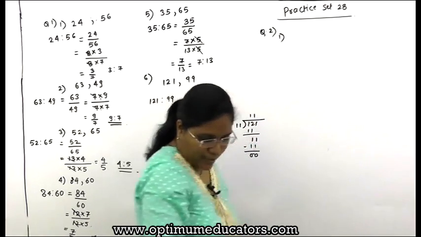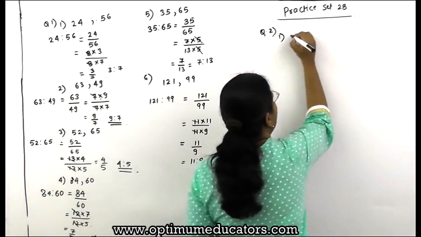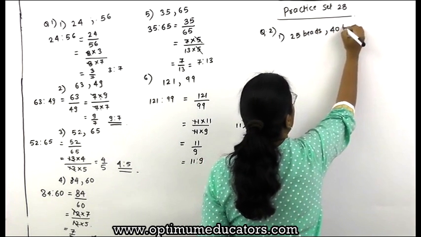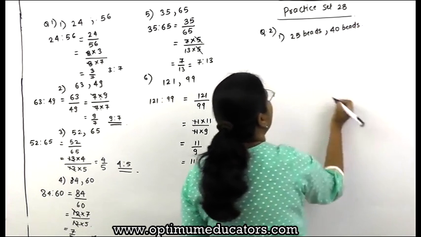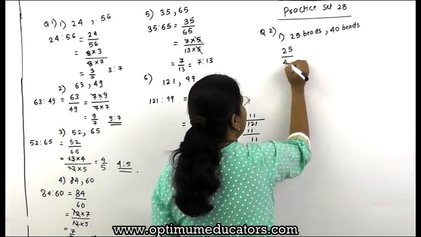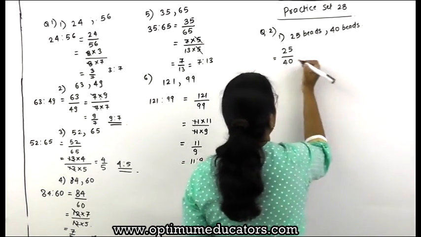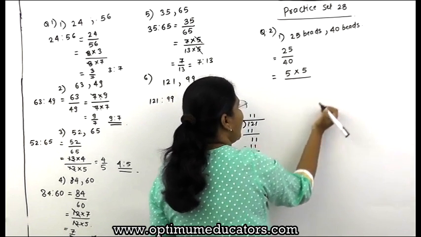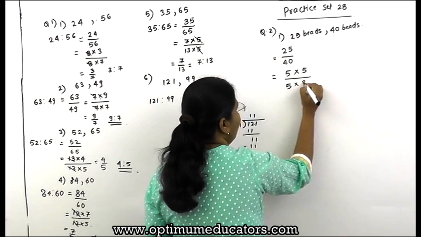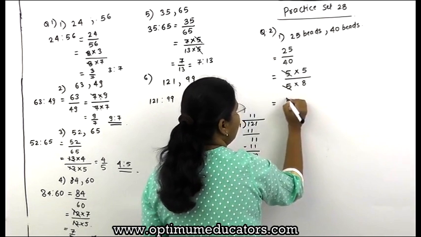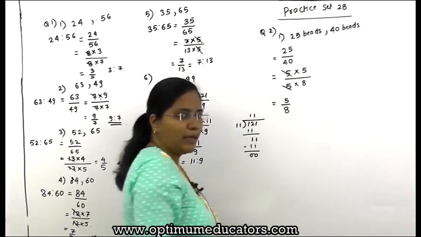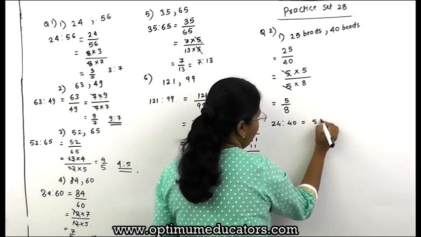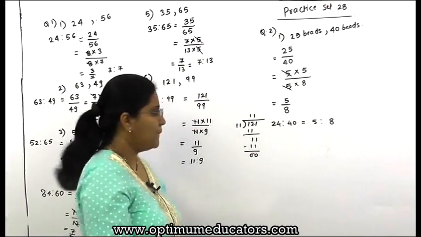So the first question says that you have to find out the ratio of 25 beads to 40 beads. Okay, that is 25 upon 40. What is 25? 5 into 5 is 25. And what is 40? 8 5s are 40. So this 5 goes off. What remains is 5 upon 8. So 25 is to 40 is same as that of 5 is to 8.